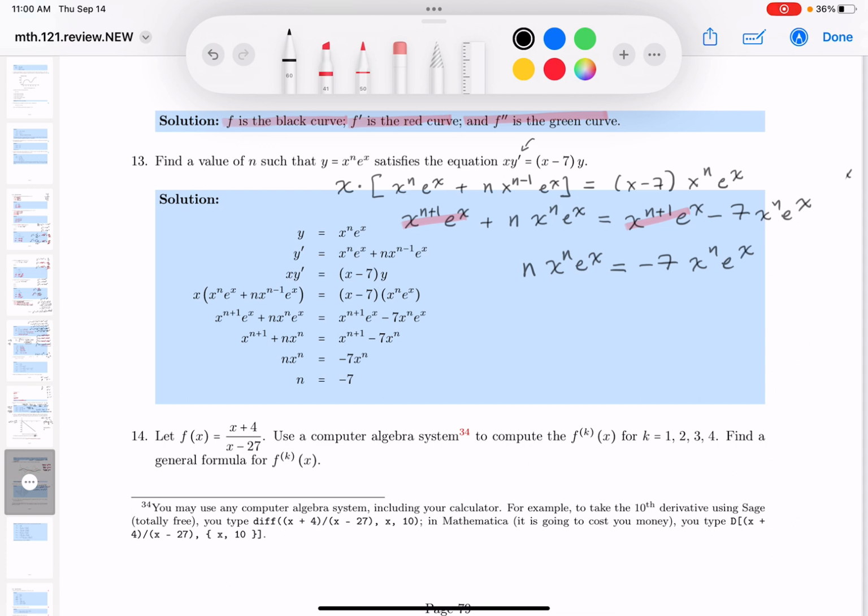All right? The next thing I would probably do is divide both sides by x to the n e to the x. And what would you get? You get n equals minus 7. And we're done. We found the n.